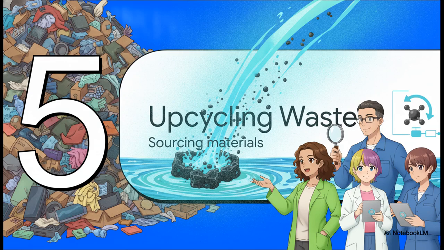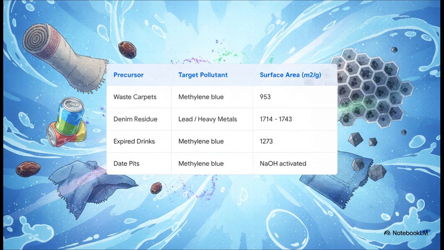Next up, Section 5, upcycling waste. So if we need hundreds of thousands of tons of this stuff, where do we get it all without completely wrecking natural resources like wood and coal? Well, the brilliant answer lies in upcycling agricultural and industrial waste. Materials like discarded date pits, old waste carpets, and even expired beverages can be chemically activated into incredibly powerful adsorbents. Get this, activated denim fabric residue can achieve a surface area of over 1,700 square meters per gram. It is exceptionally good at pulling heavy metals like lead right out of the water.